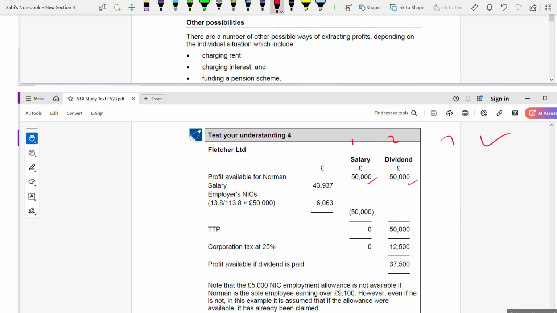Now if it's a dividend, the 50,000 will be your TTP, pay 25% corporation tax, and this is the profit available if a dividend is paid. And if it's a salary, remember this 50,000 includes the employer's NIC as well. So employer's NIC is at 13.8%.